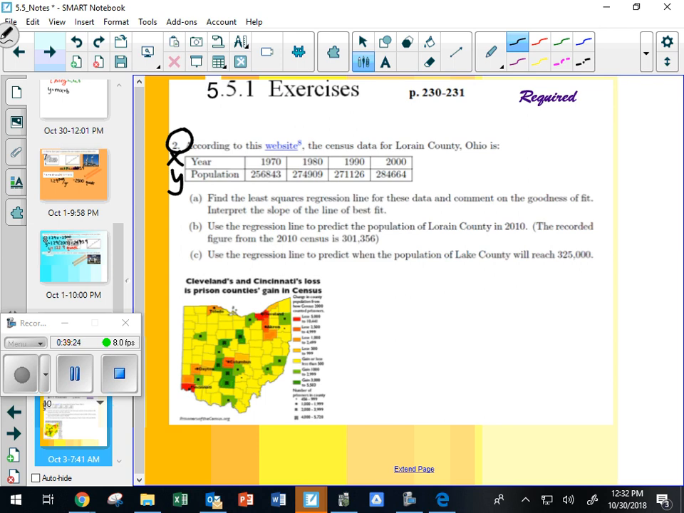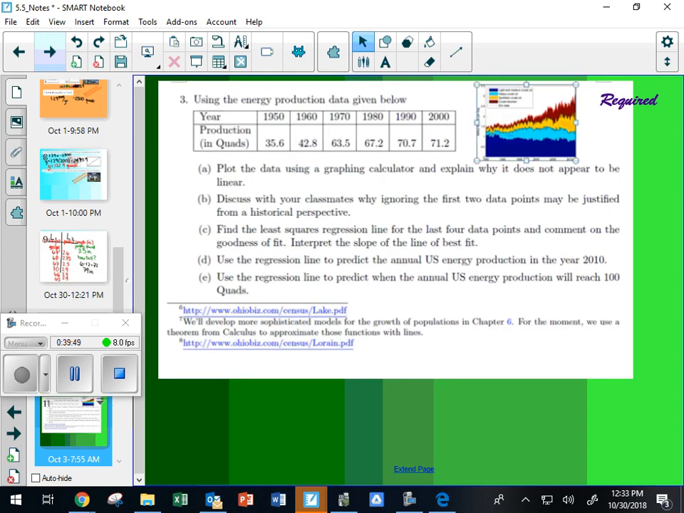All right, from here. Which one's L? So, if we have X, we have Y. That means L1, L2, right? Okay. So, what we want to do with this, A, B, and C. Find your line. Predict information from your line, from the equation that you get. Next page, here's another one.